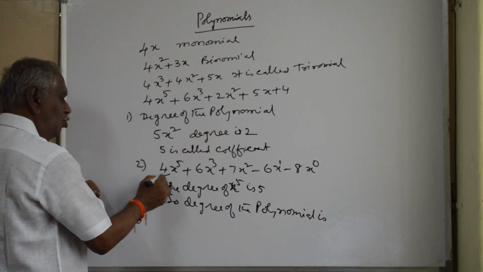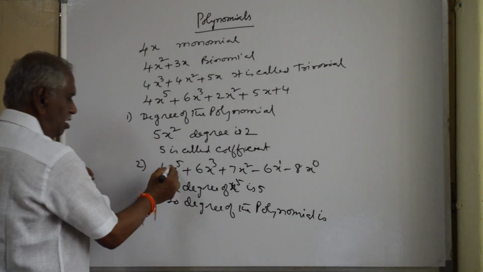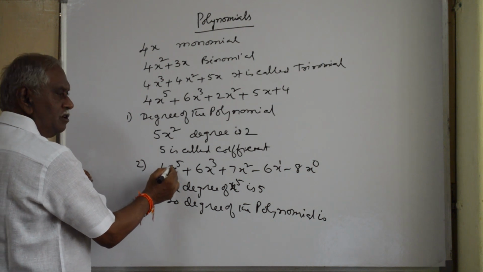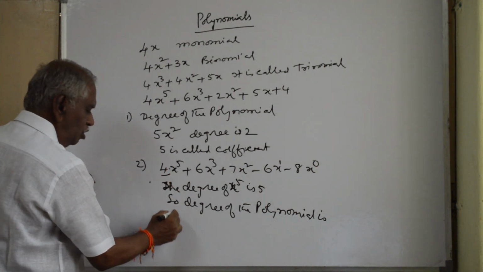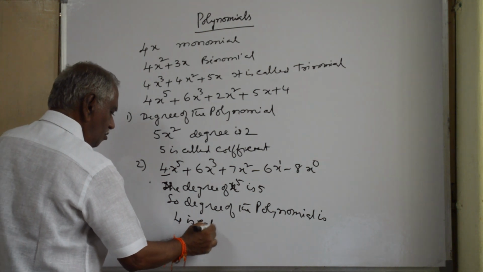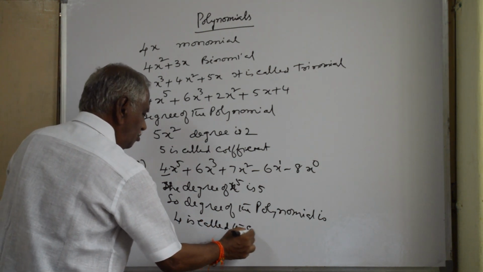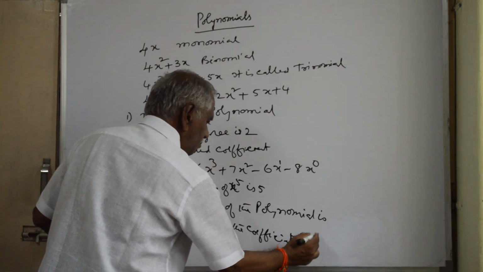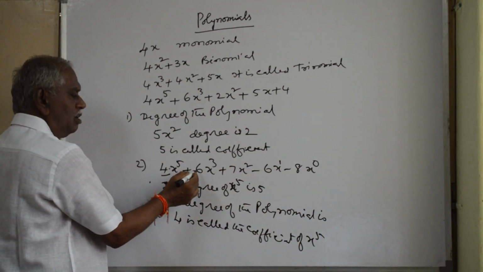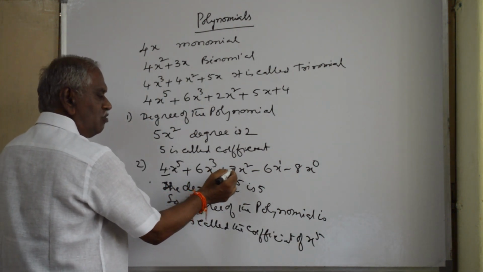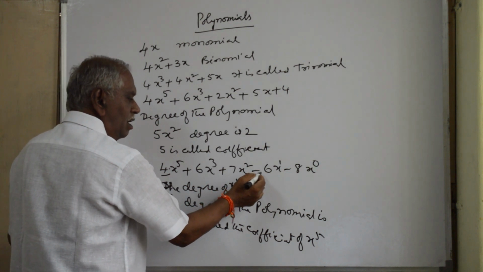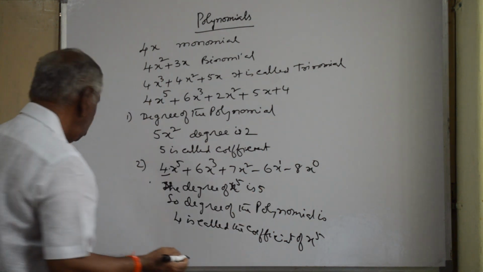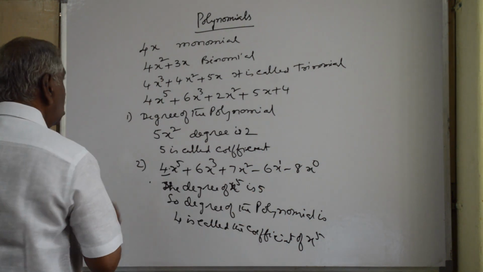Now 4 is the coefficient of x power 5. That is, the constant which is multiplied by x power 5 is 4. So 4 is called the coefficient of x power 5. And similarly, 6 is the coefficient of x cube, 7 is the coefficient of x square, minus 6 is the coefficient of x, and minus 8 is the coefficient of x power 0.